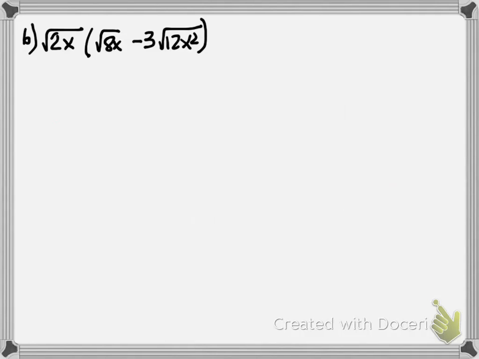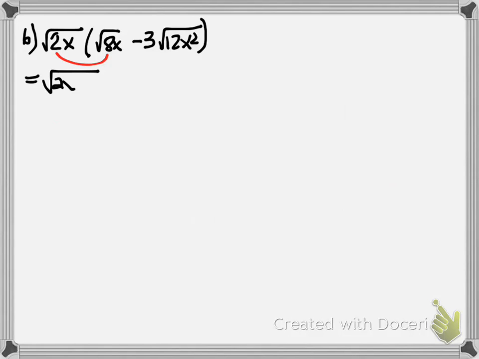So let's, as Emerald likes to say, let's kick it up a notch. Let's take that problem, but instead of just distributing a coefficient, let's distribute a variable as well. So we got radical 2x times the quantity radical 8x minus 3, oh, there's a coefficient, radical 12x squared. So we're still going to distribute. Now this one I'm going to do a little piecemeal, so step by step.